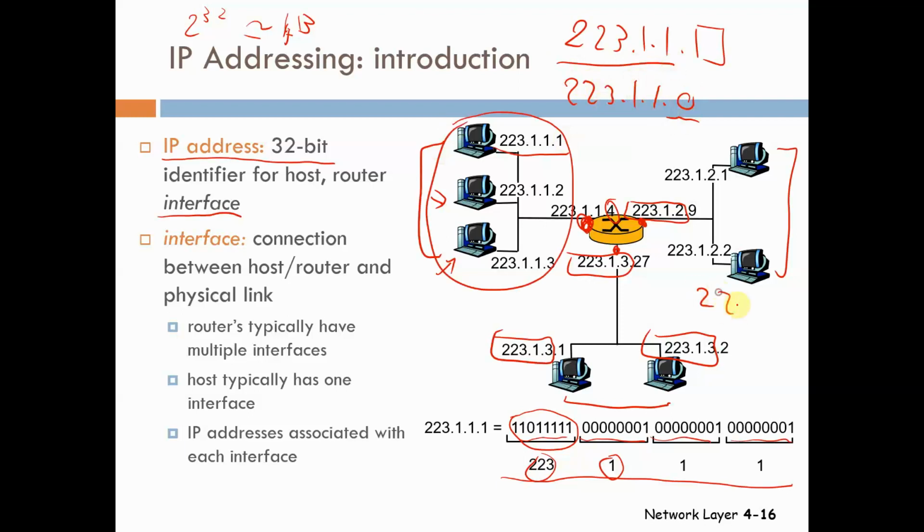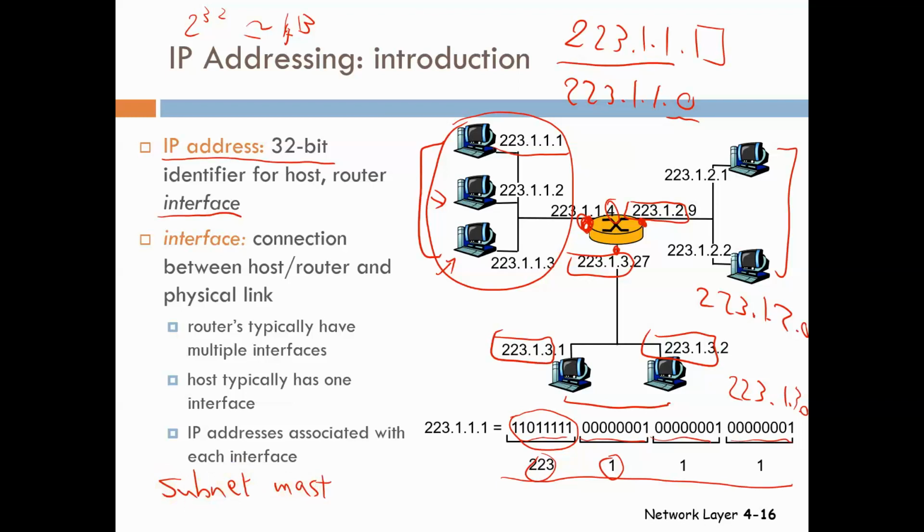This network here will have a network address 223.1.2.0, and this one will have 223.1.3.0. So every IP address will have a part of it that identifies the network, and the remaining part will identify the host. How many bits identify the network and how many bits identify the host? Basically, the number of bits that identify the network is called the subnet mask.